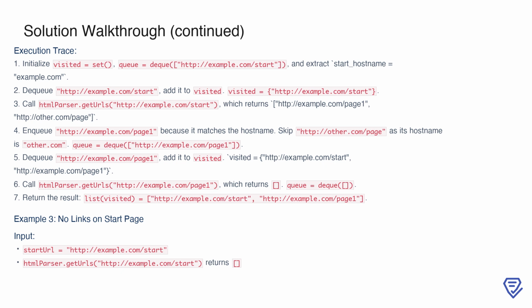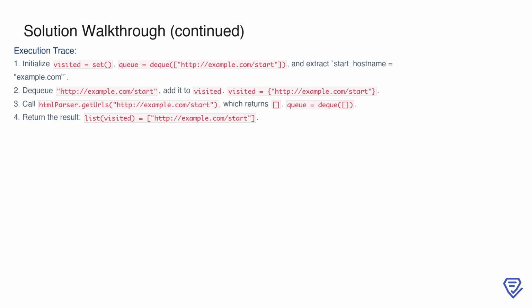Next, the crawler processes http://example.com/page1, adds it to visited, and retrieves its links, which are empty. With no more pages in the queue, the crawl concludes, and we return the list of visited pages, http://example.com/start and http://example.com/page1. This highlights how the hostname check prevents unnecessary processing of external links.